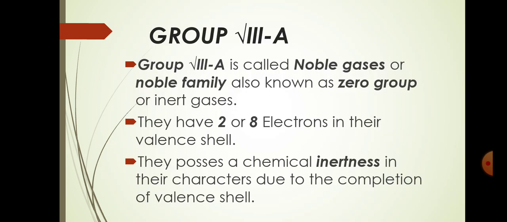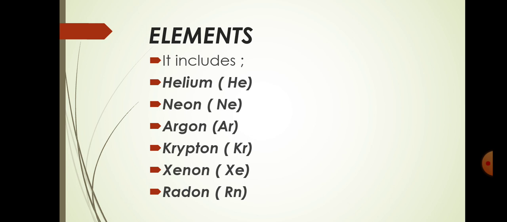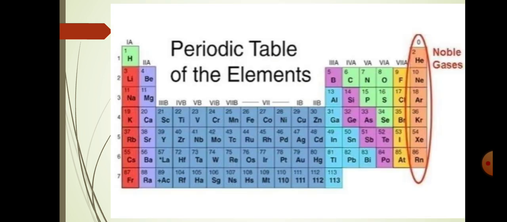Then group 8A are called the noble gases, noble family, also known as the zero group or the inert gases. They have 2 or 8 electrons in their valence shell. They possess a chemical inertness in their character due to the completion of the valence electrons. Group 8A has 8 electrons in their outermost shell, so they are stable. They show inertness, meaning they are complete, and they don't form bonds with other atoms. It includes helium, neon, argon, krypton, xenon and radon.